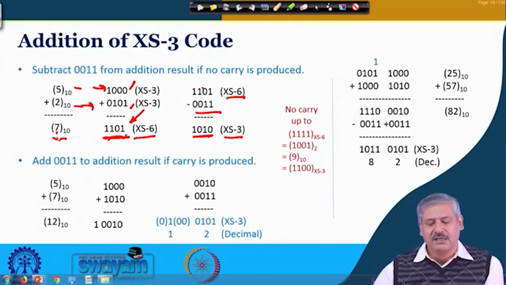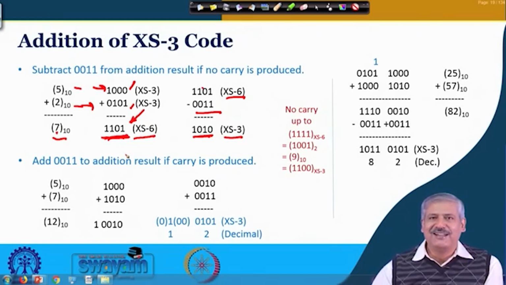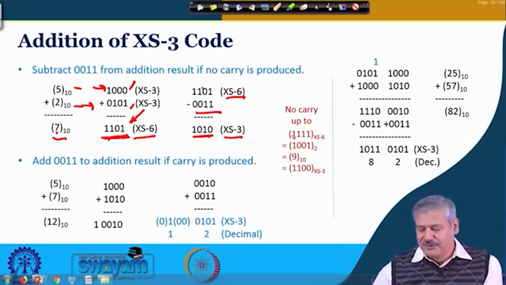Is that clear? So, when no carry is produced, the resulting number is a valid excess6 number. To get excess3, we have to subtract 3 from it, and that is how it works. And carry is not produced up to what? Up to 1111 when this result is there in excess6. That is 1001 in binary, and that is 9 in decimal, which is 1100 in excess3.